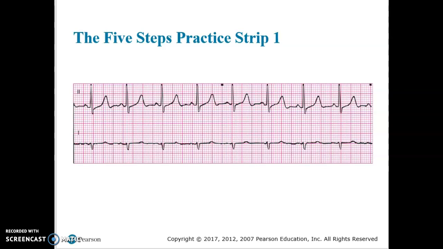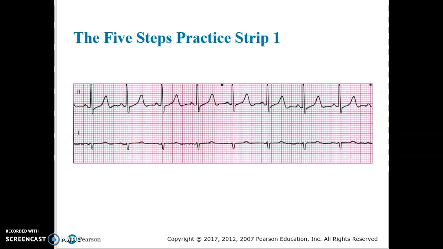Now we're going to look at the heart rate. Because the rhythm is regular, we choose any two successive QRS complexes, and then we calculate the little boxes divided into 1500, which would be 18 divided into 1500, which would give us a heart rate of 83. Now we're going to look at the P waves. They are upright and matching. They precede the QRS. They are married to the QRS. The P waves are followed by the QRS. The PP intervals are regularly spaced.